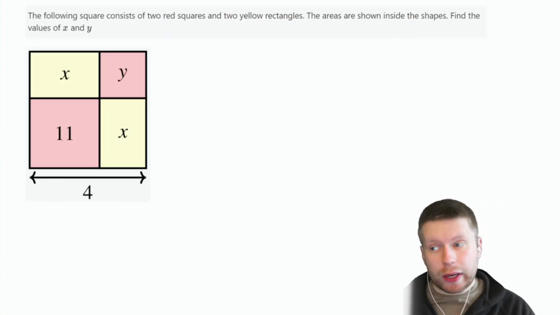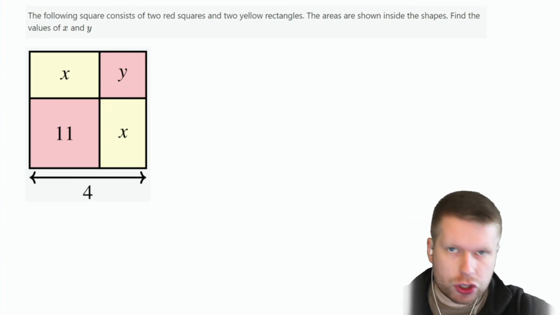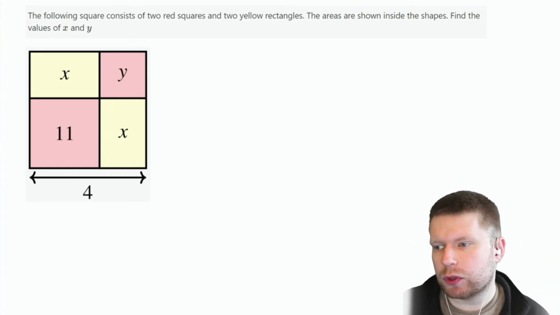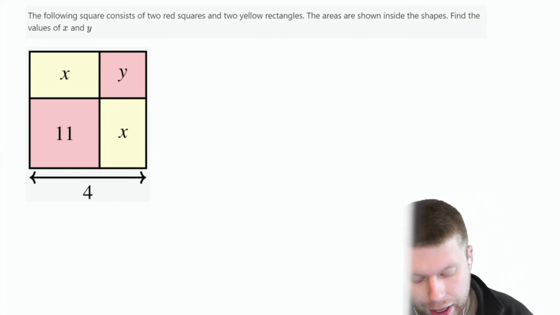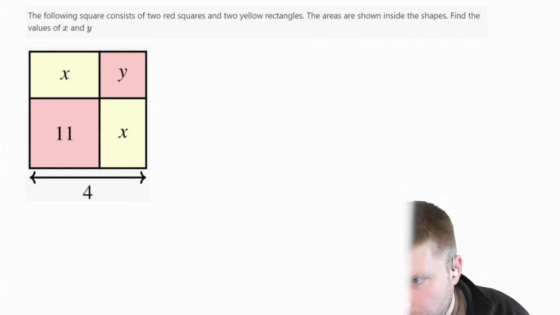All right, so next question then, very, very similar to the last question. It's just that in this case, we've been given a square, and it's a full square, which has been divided into 2 red squares and 2 yellow rectangles, okay? But the side length of the whole square is 4. All right, so let's figure out what this is going to give us then.